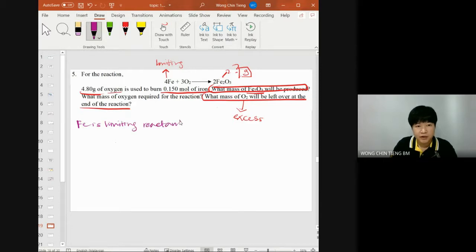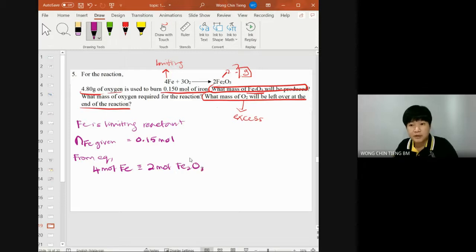So nak cari produk, kena cari number of mole untuk Fe. Fe iron is 0.15 mole. Number of mole Fe given, look at the way that I write, is 0.15 mole. And when you compare, you must always compare in number of mole. So compare from equation. 4 mole of Fe will be produced 2 mole of Fe2O3. Everything is in number of mole.